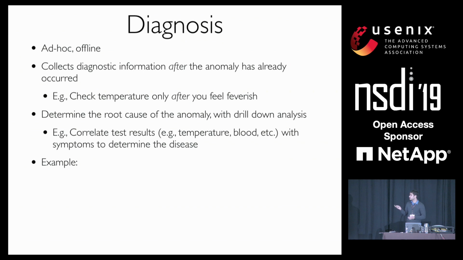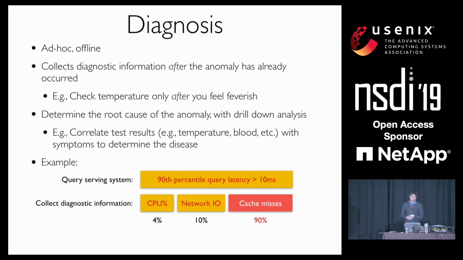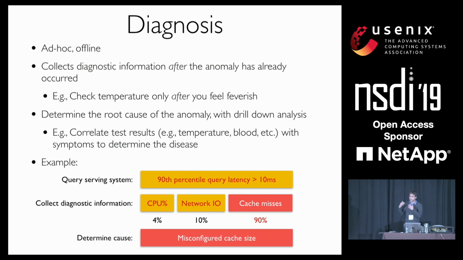In the same way, in a distributed system, for instance, in a query serving system, once you have seen the symptom of unusually high latency, you might actually look at different performance counters, look at the number of cache misses, and you see that you have an unusually high number of cache misses. And then you do some further drill-down analysis to figure out that this was due to some misconfigured cache size.